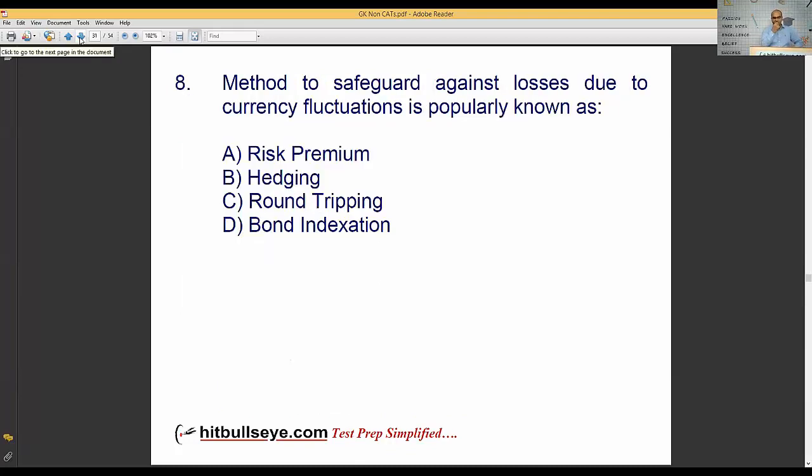Next, a method to safeguard against losses due to currency fluctuations is popularly known as, this is a question from finance, a fairly simple question from finance. Okay, I see most of you are getting this answer correct. The answer of course is hedging.